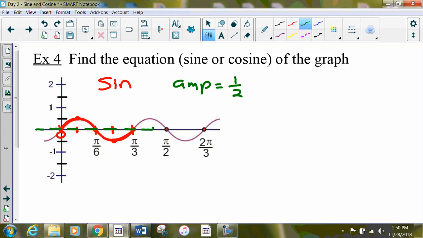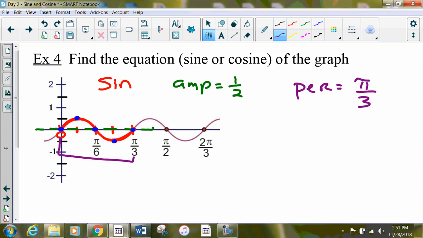And so we also want to see if there's any reflecting going on over the x-axis. And so we notice that the pattern is staying true: middle, up, middle, down, middle. So we know that there's no negative in front of the amplitude. What else do we notice? We notice that we complete a full cycle of the pattern. We complete a period from 0 to pi over 3. So we know that one period is completed every pi over 3.